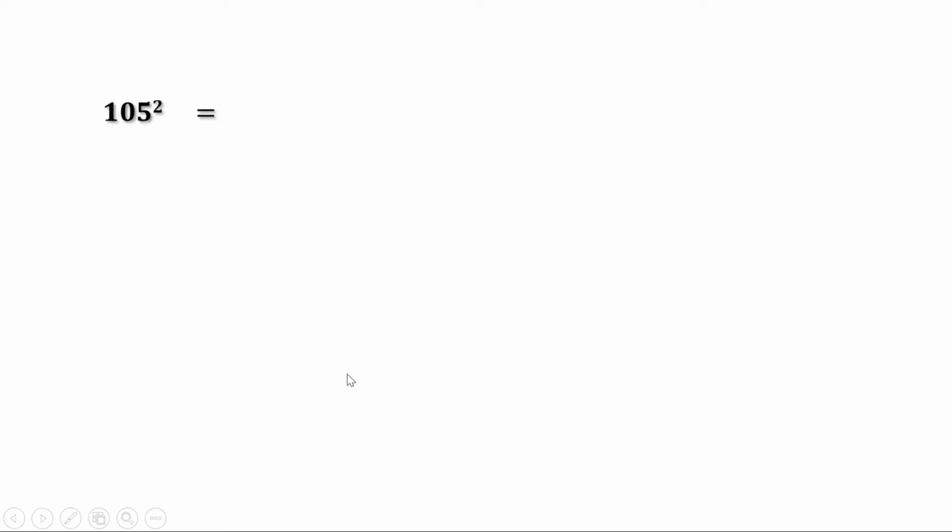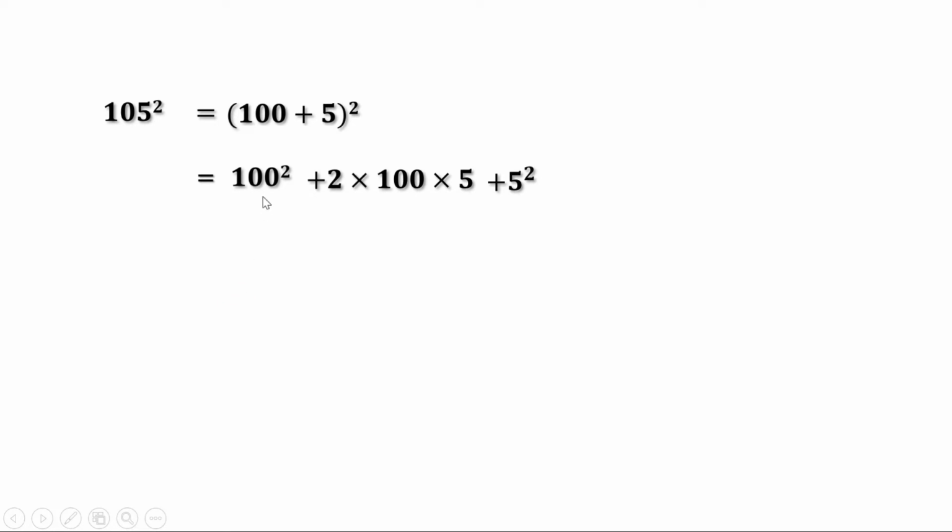2704. Now 105². 105 can be written as 100 + 5. So this can be written as (100 + 5)². And this is equal to 100² plus 2 into 100 into 5 plus 5². There are two zeros in 100. Therefore, there must be 4 zeros in the square of 100. That is 1 and 4 zeros, or 10,000. 2 into 5 is 10. 10 into 100 is 1000. 5² is 25. 10,000 plus 1000 is 11,000. Plus 25 is 11,025. That is, 105² is equal to 11,025.